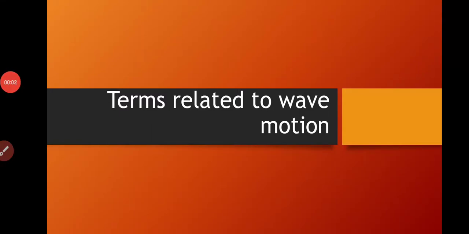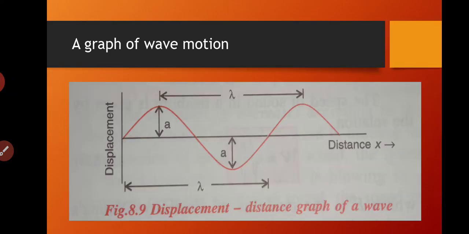In today's video, we will be learning some of the terms related to wave motion. So here is a graph showing you the wave motion of a sound. We know that sound is a form of a longitudinal wave, and it travels in the form of compression and rarefaction as well as in the form of crest and trough.